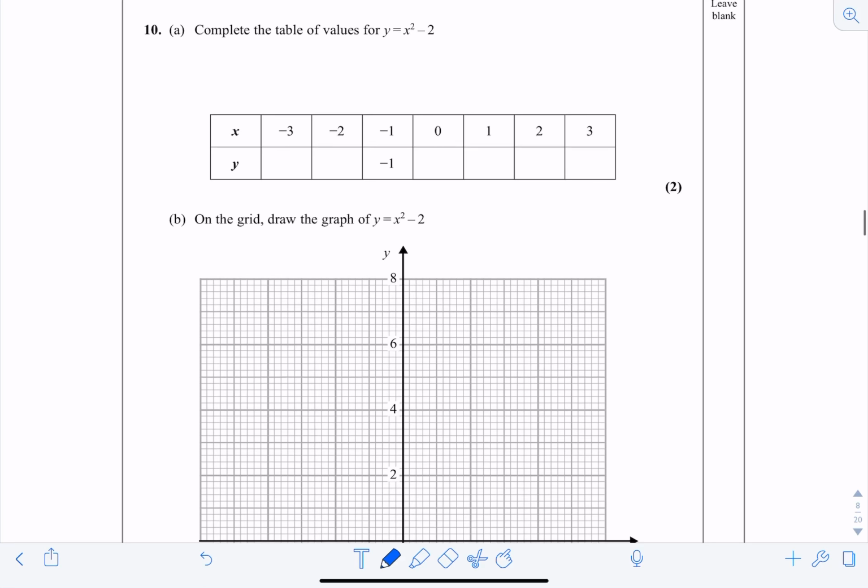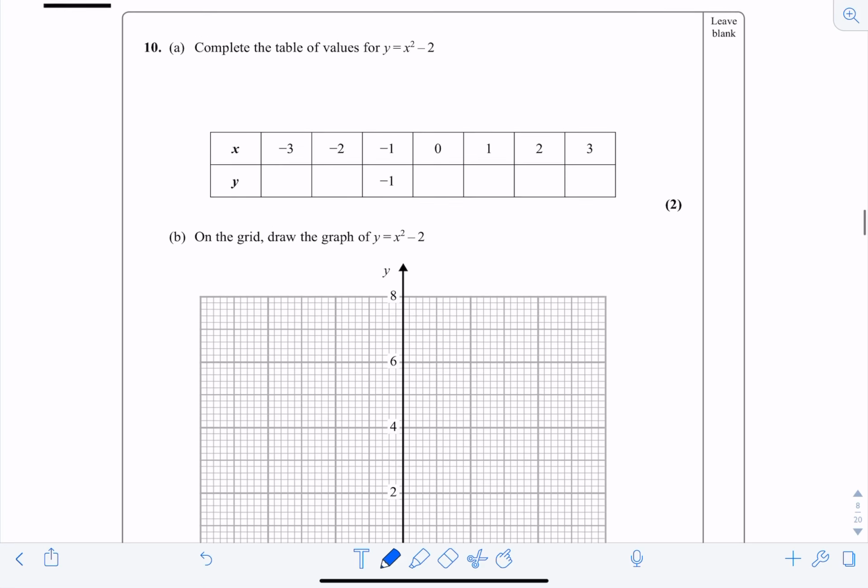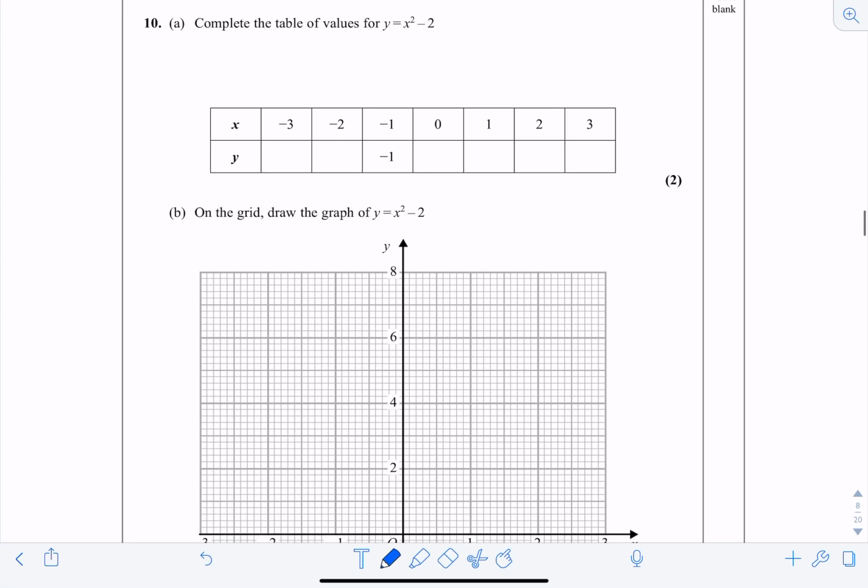Next one. Complete the tables for the value of x squared minus 2. Okay. Now I'm going to use my calculator for this. What I'm going to do is I'm going to put brackets. I'm going to put this value here in my calculator. So I'm going to do brackets -3 squared minus 2. Okay, so that should give me -11.